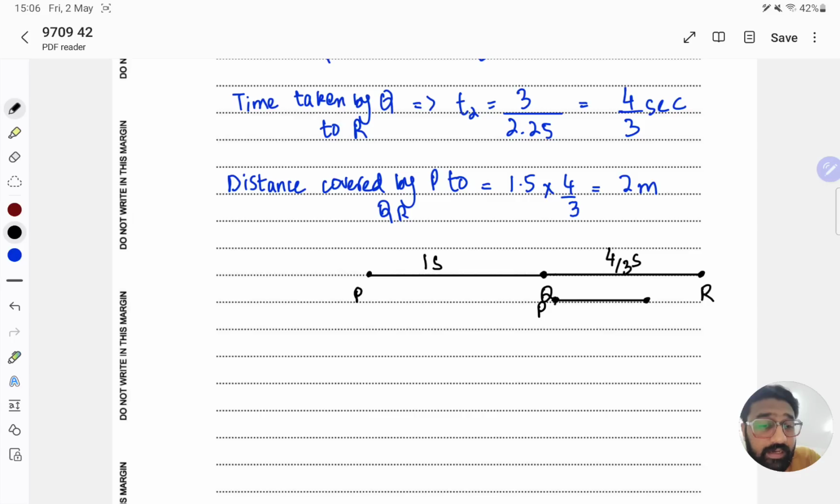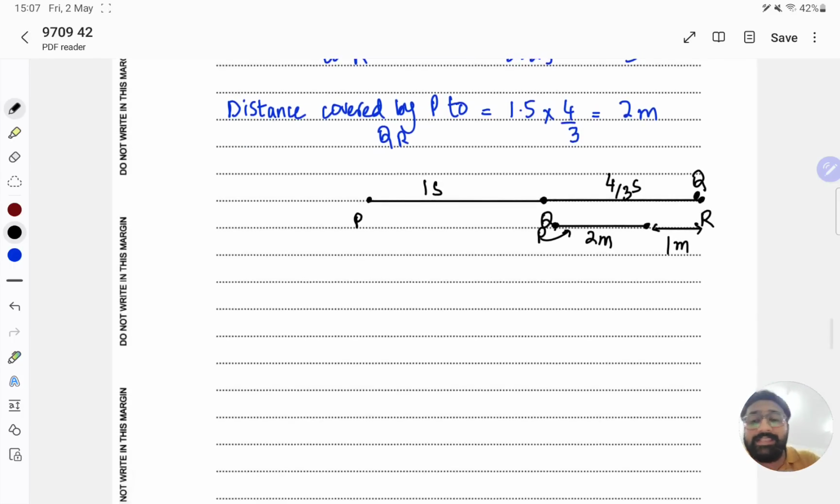I repeat again, this is the distance that is covered by the particle P when particle Q has reached over here. So still there is 1 meter more distance left for the particle P to cover. I hope that makes sense.